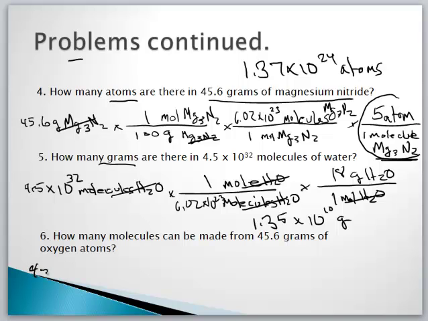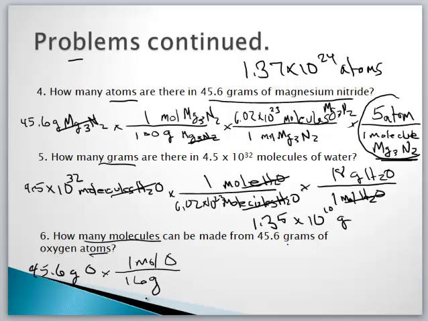We've got 45.6 grams of oxygen atoms. And what we want to do is make oxygen molecules. And again, this is differentiating between atoms and molecules. So even though we said oxygen was diatomic, we're specifying 45.6 grams of oxygen atoms. So now, if we're going to find the molar mass, one oxygen atom is 16 grams. So it would be 16 grams per mole of oxygen atoms.